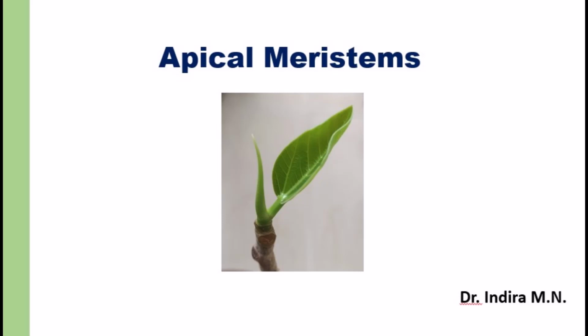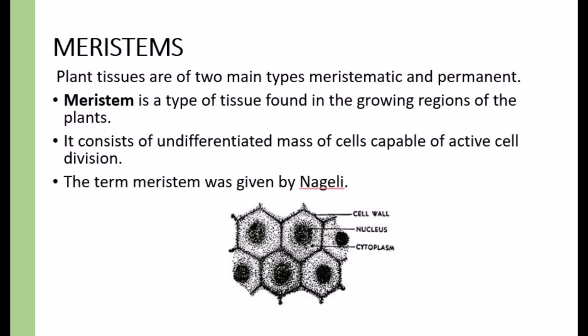Hello. In this presentation today, we shall be talking about meristems. What are meristems? The plant tissues are basically divided into two types, namely meristematic and permanent. Meristems are a type of tissues found in the growing regions of the plants. It comprises of undifferentiated mass of cells capable of active cell division. The term meristem was given by Nageli.